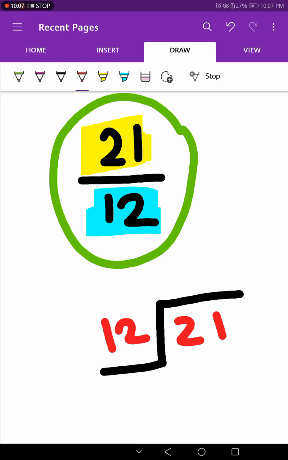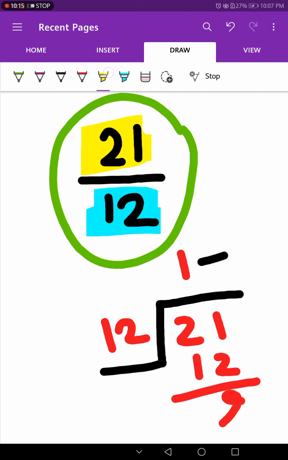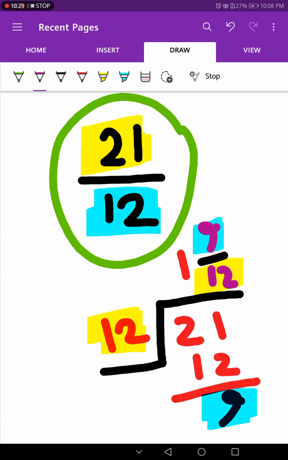How many 12s in 21? Yes, it is 1, 12, 9. So how do we write it? Yes, draw a line like this. The yellow part here, it is down, and the remainder with the blue is up. Okay, now 12 down and 9 up. So this is the answer, 1 and 9 over 12.